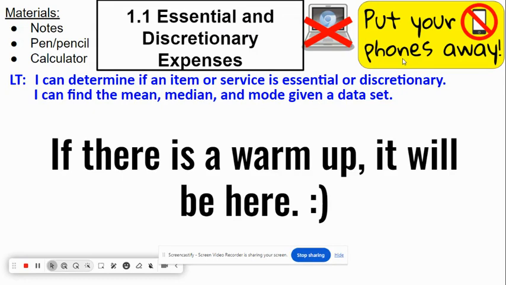Today we're going to go over lesson 1.1, which is essential and discretionary expenses. I wanted to take a moment to show you the different things you're going to see on the PowerPoints as we go through this unit.